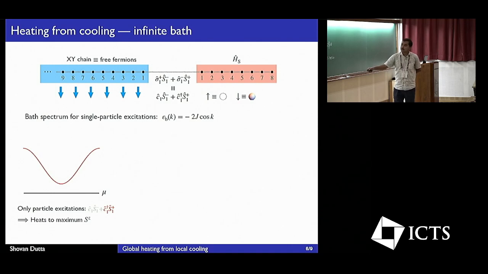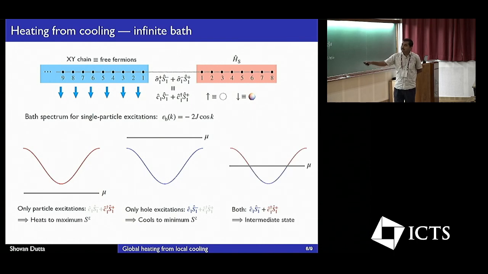So if your chemical potential is below here, then all of these are unoccupied. So you can only create particle excitations in the bath. Therefore only the second term is active in the coupling, which pumps SZ into the system. Right? So again, you heat up to maximum SZ. If you have the opposite here, then you only have hole excitations. So the first term is active and it cools to minimum SZ. Whereas if mu is somewhere in the middle, this part cools, this part heats, and you go to some intermediate state.